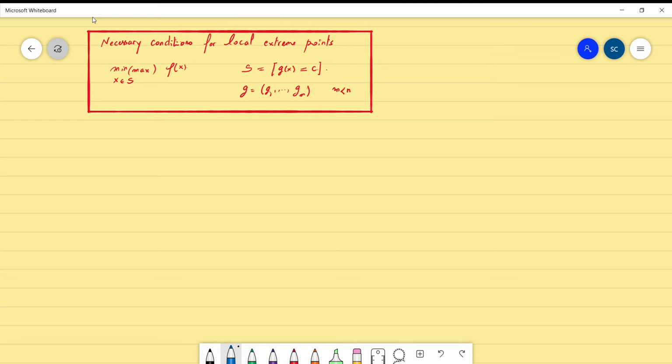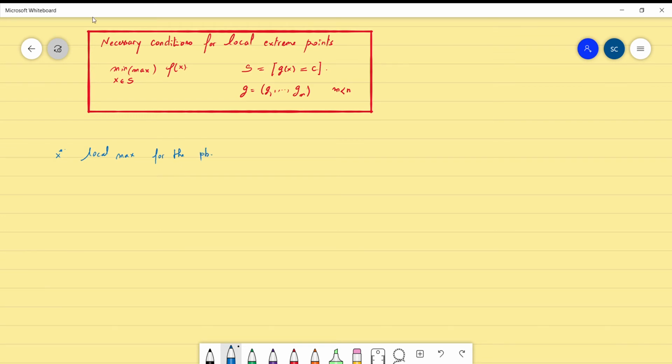So now let's establish the necessary condition for a local extreme point for a constrained optimization problem with equality constraints. Since we have a constrained set, the suitable way is to compare values of f close to a candidate point. Suppose that x star is a candidate point, let's say a local max, for the problem.